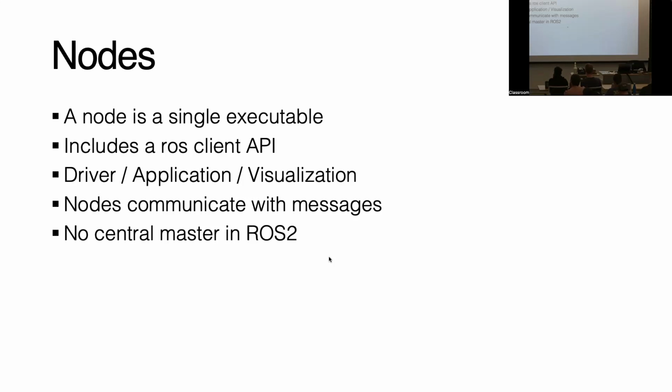And so these nodes communicate with each other through messages. In ROS1, there was a central master that coordinated all the messaging. In ROS2, there's no master. All the nodes can just talk to one another independently. There's no central marshaling. So the nodes communicate with messages.